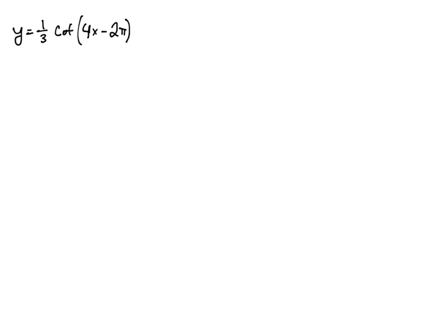Now let's check out a cotangent graph. Again, first step, write this into standard form. We're going to say y equals 1/3 cotangent. Now we have a b value of 4, so factor out the 4. X minus, if I factor out a 4, this is going to be 2 pi over 4, or pi over 2 here. And then there's no vertical shift, so we can just say plus d.